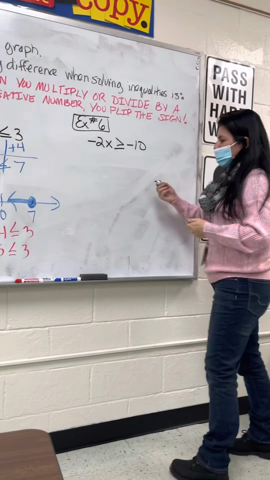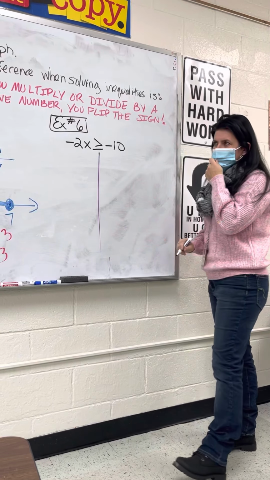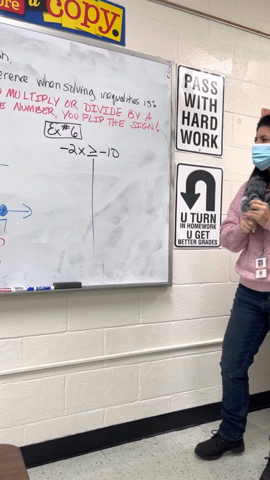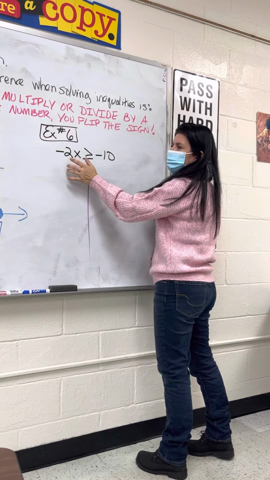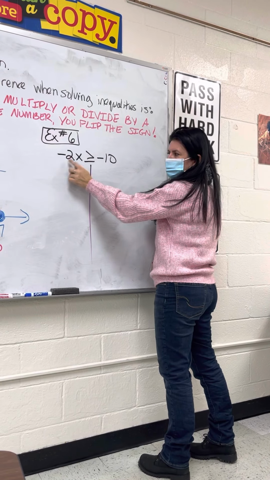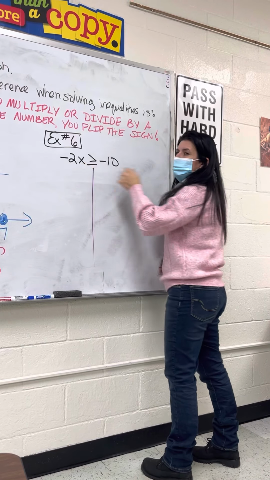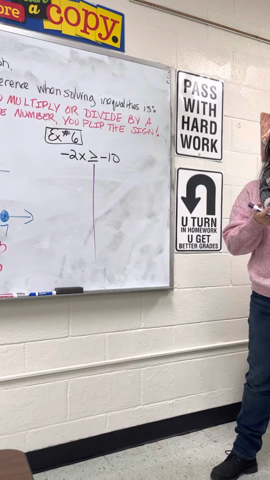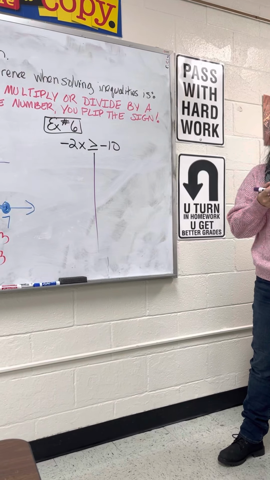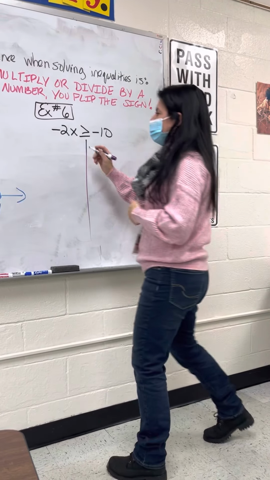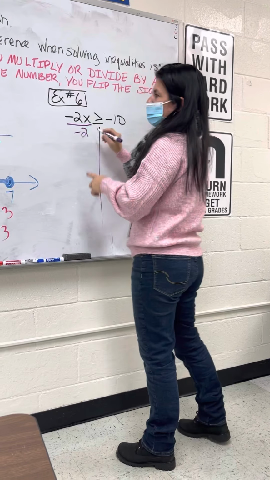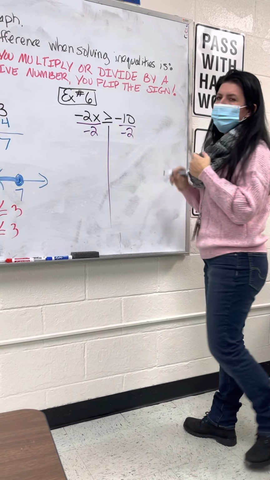So for this one, again, we're gonna draw our line. We have two sides of our inequality. We need to get rid of the -2 to get x by itself. Remember those questions that we asked? The -2 is being multiplied, so how do we make the -2 go away? Divide by -2. We divide by -2. Whatever we do on the left, we have to do on the right.